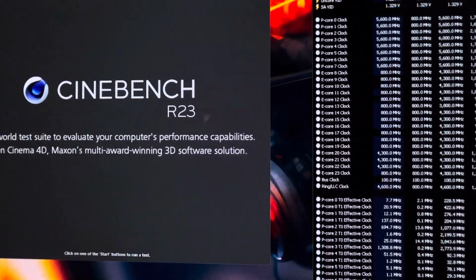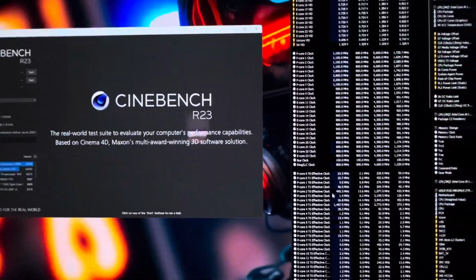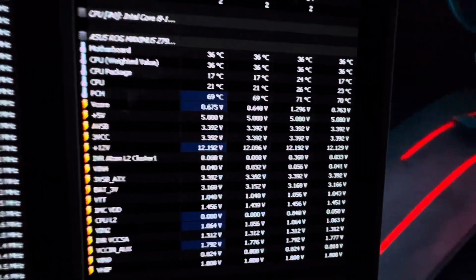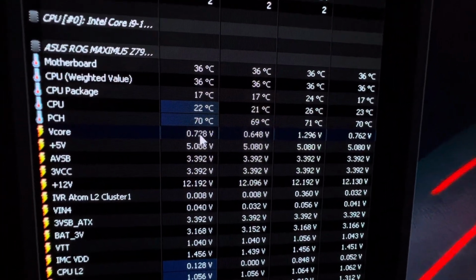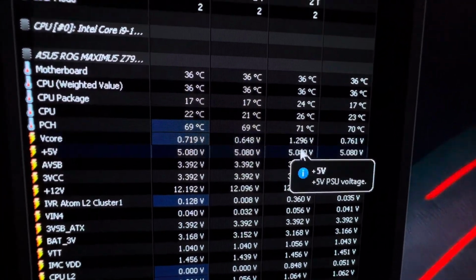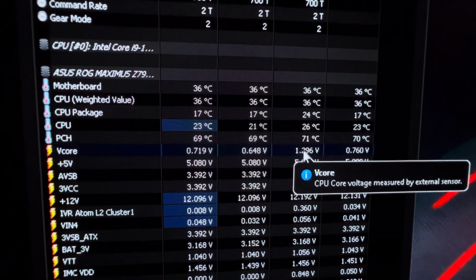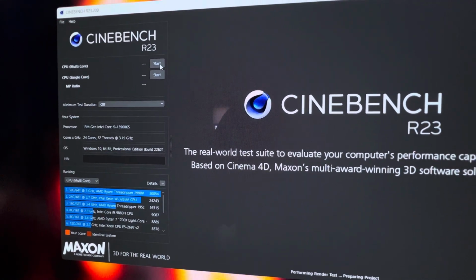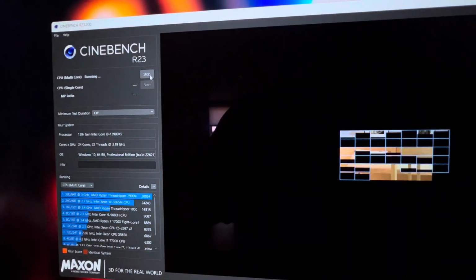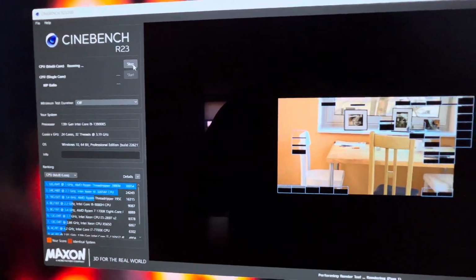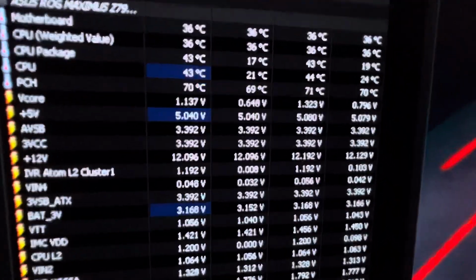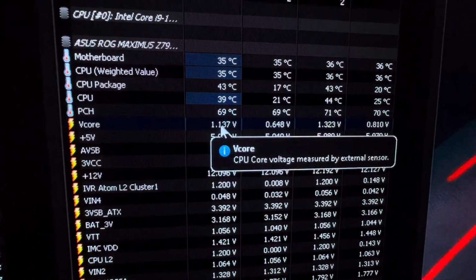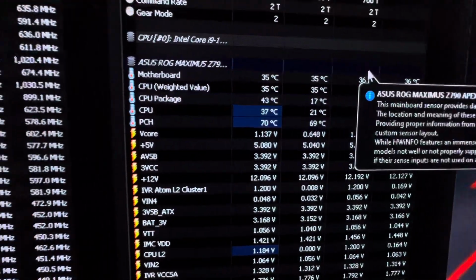And I'll tell you, the voltage under load is what is most impressive for this chip here. If you take a look at the V core, you can see it's idling at the lower voltage, hitting a max of about 1.296 volts. But we're gonna go run Cinebench R23 here, and we're gonna see what that load voltage is, okay? If you look here, you can see that load voltage is 1.137. That right there is very impressive.